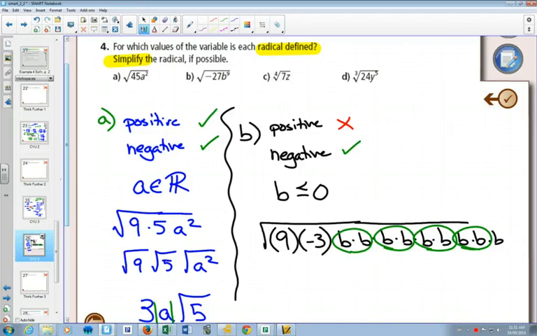So now when I'm pulling things out, the square root of 9 is 3. I have 4 pairs of b's. So 4 b's would be pulled out, and b times b times b times b would be b to the power 4. And inside, I would have still a negative 3 and still 1b.